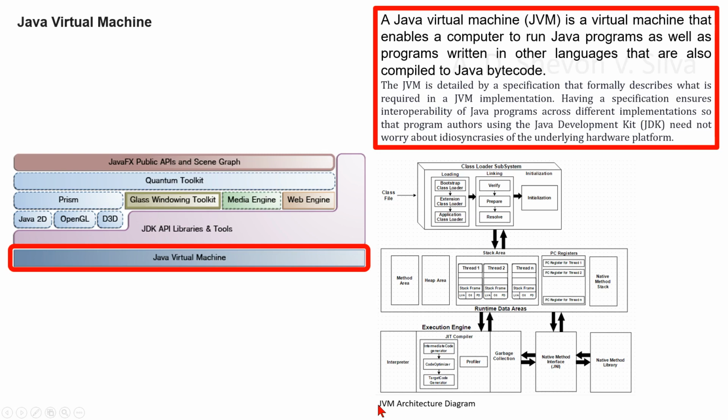Here you can see the JVM architecture diagram. A virtual machine is a software implementation of a physical machine. Java was developed with the concept of WORA, write once, run anywhere, which runs on a VM. The compiler compiles the Java files into a .class file. Then that .class file is input into the JVM, which loads and executes the class files.